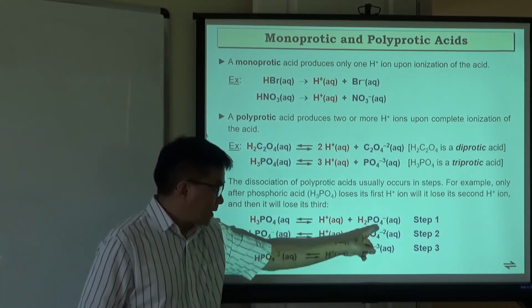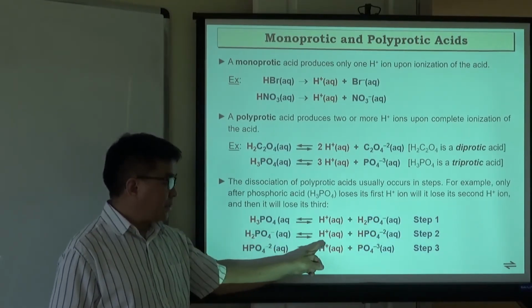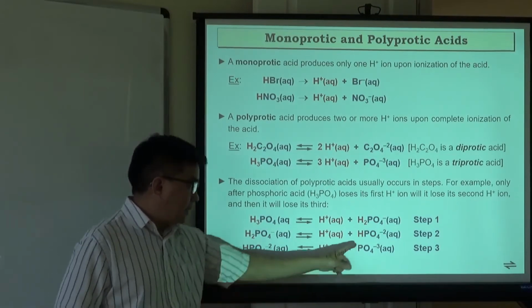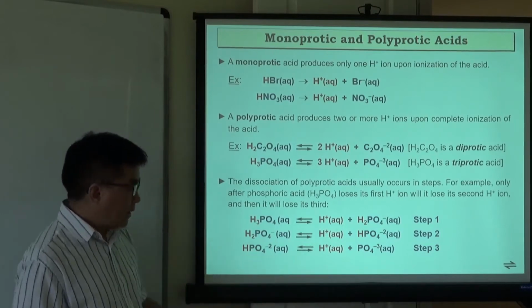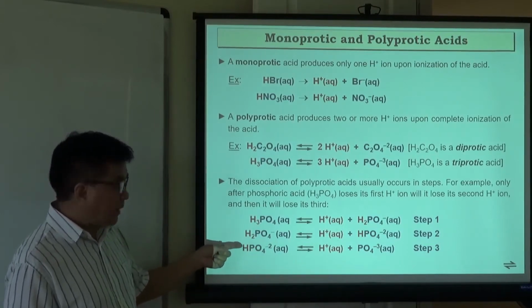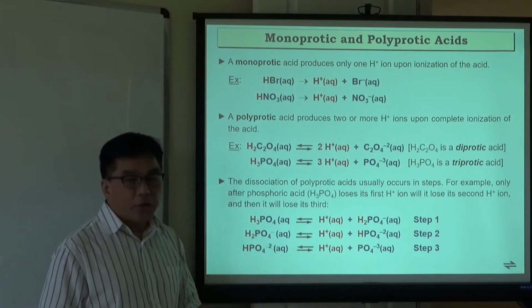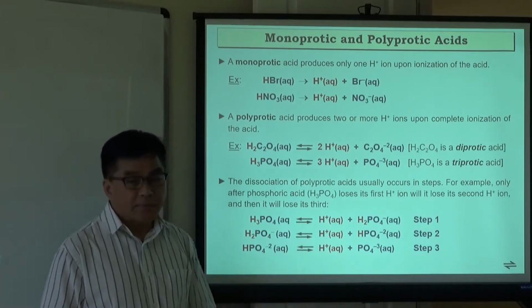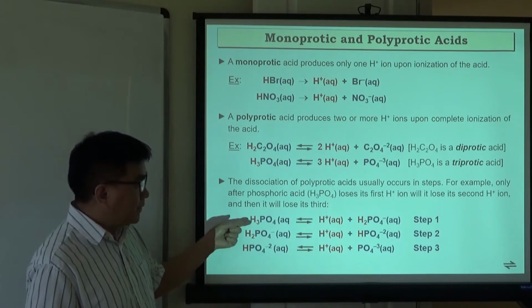The second step is that this anion undergoes another ionization to give you another hydrogen ion. And then this anion can also undergo another ionization. Usually the later steps, in this case step 2 and step 3, don't dissociate very much at all. So the hydrogen ion contribution from step 2 and step 3 can be negligible, and only the first one is important.